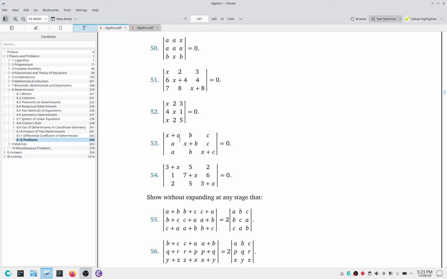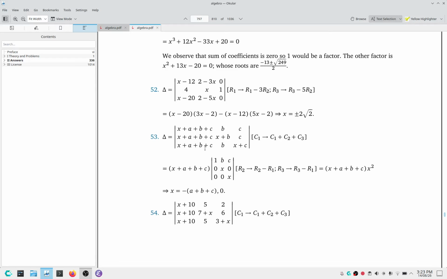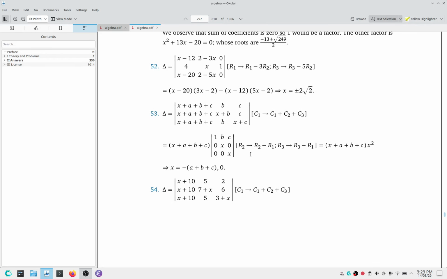Question 53 is |x+a b c; a x+b c; a b x+c| equal to 0. So here we do column 1 is equal to column 1 plus column 2 plus column 3. We get x plus a plus b plus c in the first column. We take that out and then we will have 1, 1, 1. And we do R2 is equal to R2 minus R1 and R3 is equal to R3 minus R1. We are left with 1, b, c, 0, x, 0, 0, 0, x.